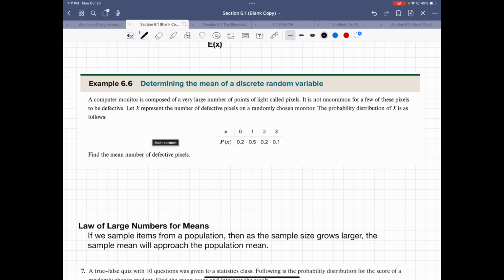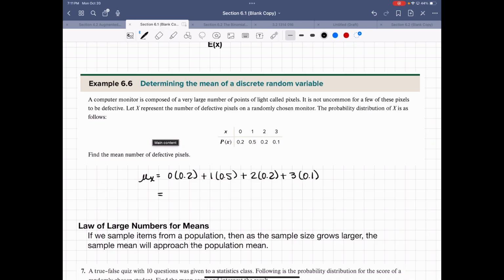So they gave you the table. It says find the mean number of defective pixels. Okay, so we're looking at, on average, how many defective pixels are we going to have. So we know that we are going to multiply X times its probability, add all that up, and that will tell us the expected number of defective pixels per computer screen. So I've got, of course, 0 times 0.2 plus 1 times 0.5 plus 2 times 0.2 plus 3 times 0.1.